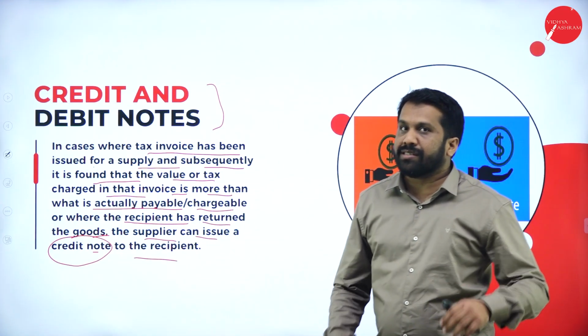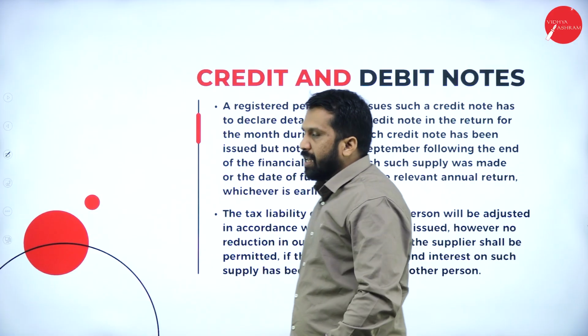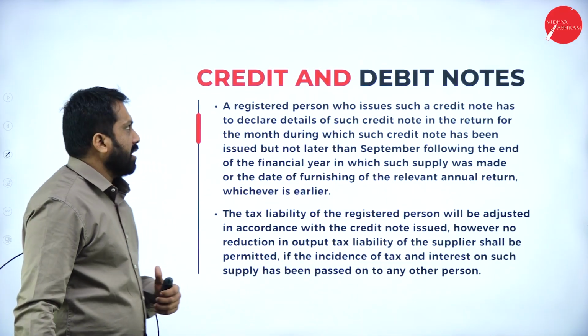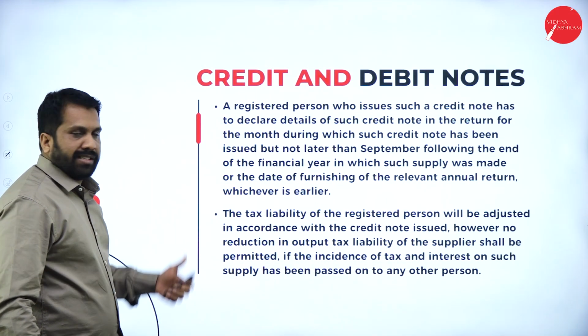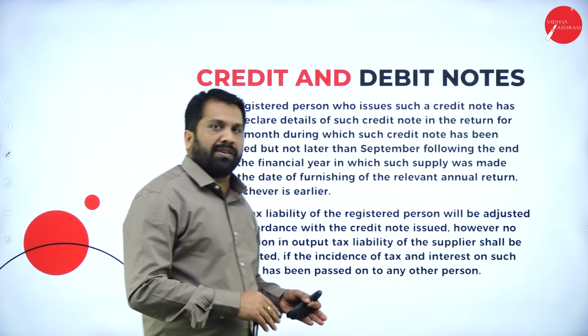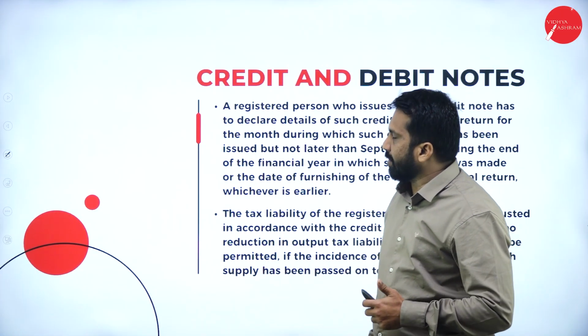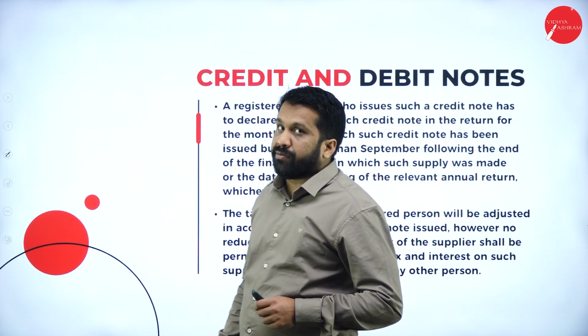Credit note means your total sales will be reduced. Once you are done with this, the next part is called credit and debit note, the same part only. You learn what a credit note is; the reverse, we call it a debit note. So one person has to give a credit note, another person has to give a debit note. Why?